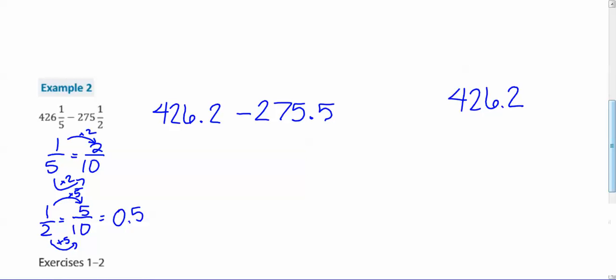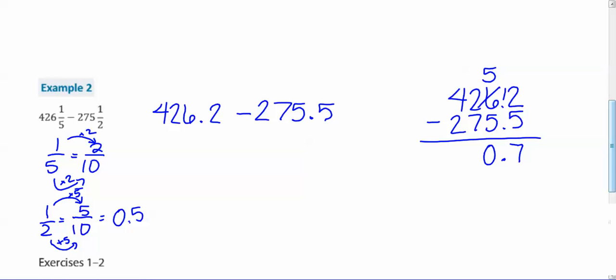426.2 minus 275.5. All right, so we're going to go ahead and subtract here. So 2 minus 5 can't happen. So we got to borrow from the 6. That's going to become 5. 12 minus 5 is 7. 5 minus 5 is 0. Bring down that decimal point.